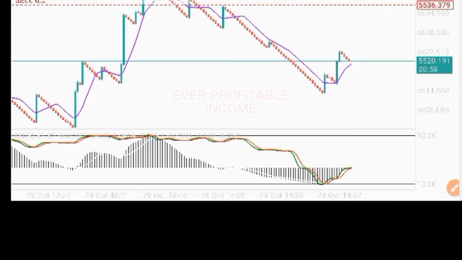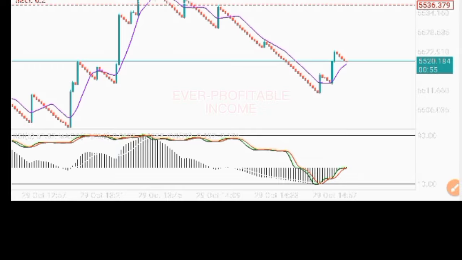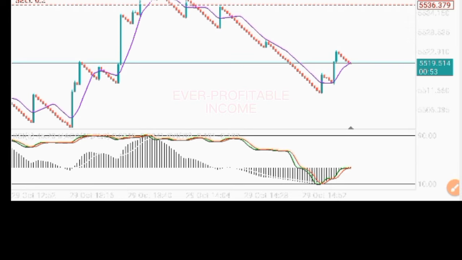Can you see that? So this is the strategy, and you want to go and backtest it. When you are confident enough, then you can go live with it. So this is how to use the strategy.